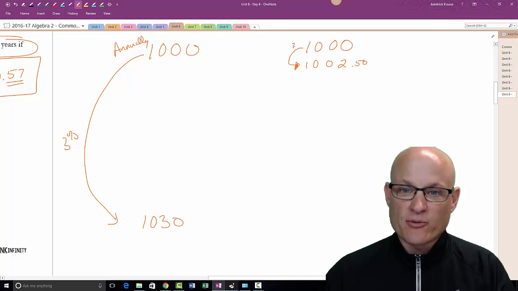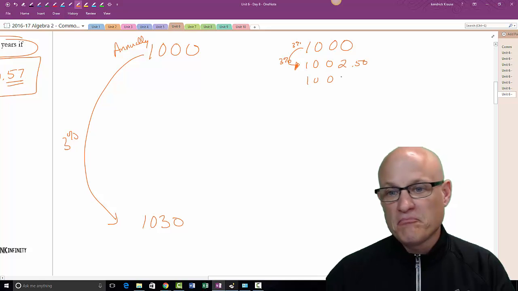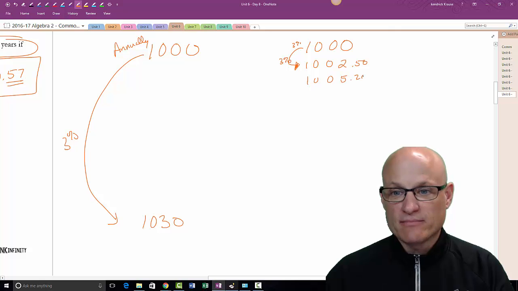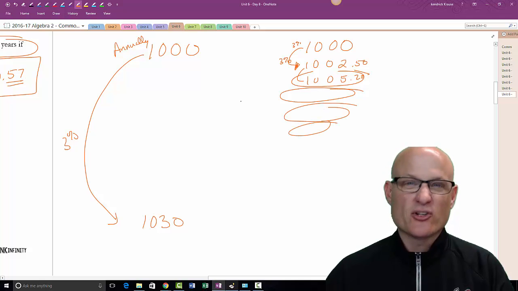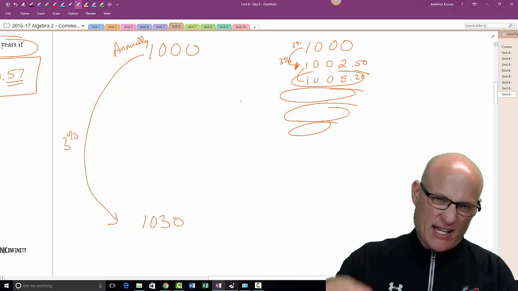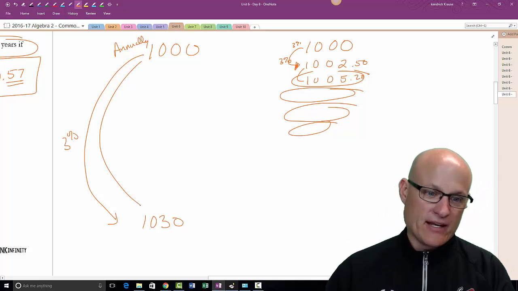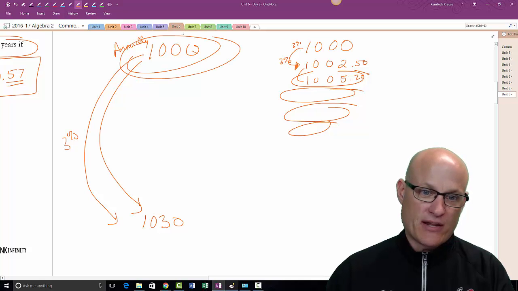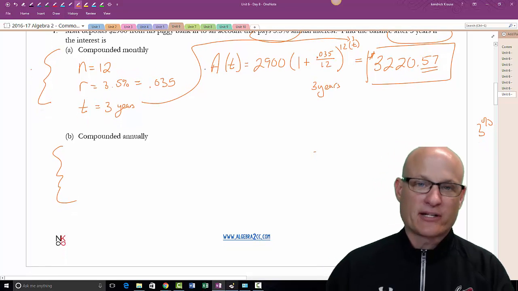Well, I was earning 3% on this. Now I'm earning 3% on this, which is a bigger number. Then I'm earning 3% on this number, then on something a little bit bigger, and then on something a little bit bigger. So you're always earning 3% on a slightly bigger number, as opposed to having to wait till the end of the year and then just make 3% on that $1,000. And that's why it's different compounding annually versus compounding continuously.